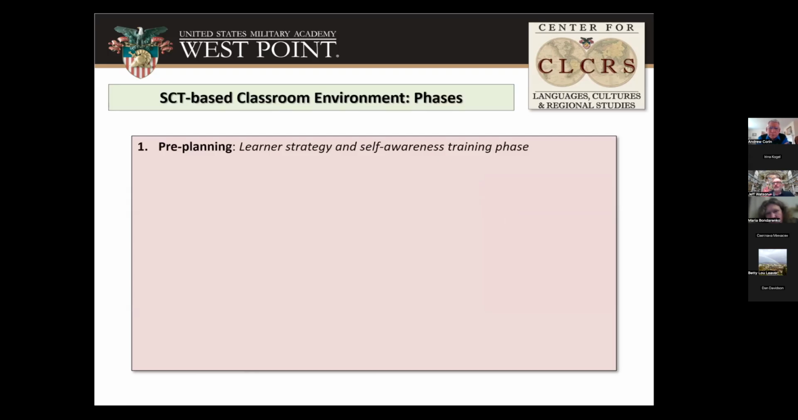So the classroom environment involved 5 phases. The first phase was more or less at the beginning of the course, where we had some strategy training. The cadets filled out some surveys about their learning styles and their strategies, their preferences. So that gave us a chance to raise their awareness about learner autonomy and self-regulation and that sort of thing.